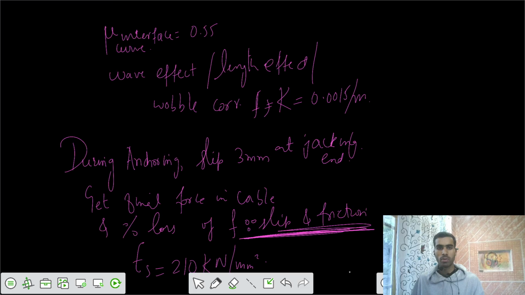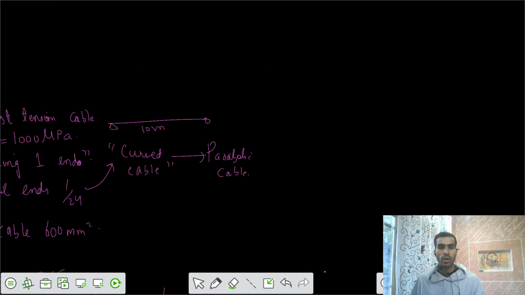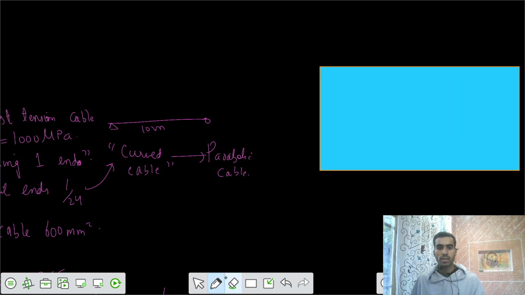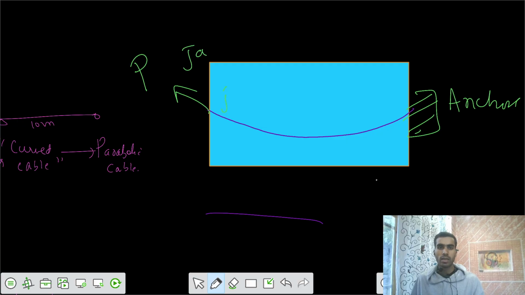Let's try to get the problem. So it's a bigger problem. I would say you have a 10-meter beam, and a parabolic cable, and one end is jacked. That means one end is already anchored. This is the anchored end, and from this side we are applying the prestress of P naught. This end is the jacking end.